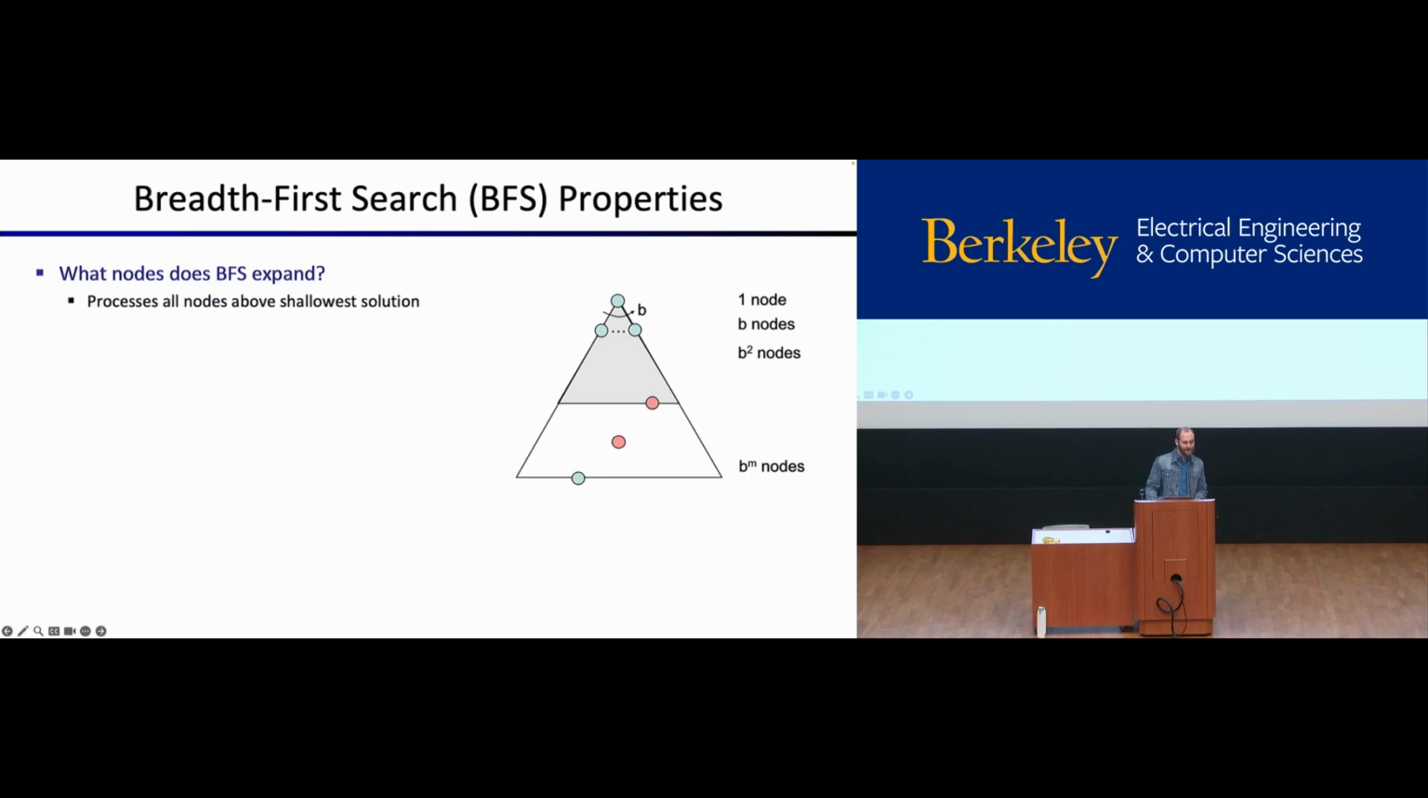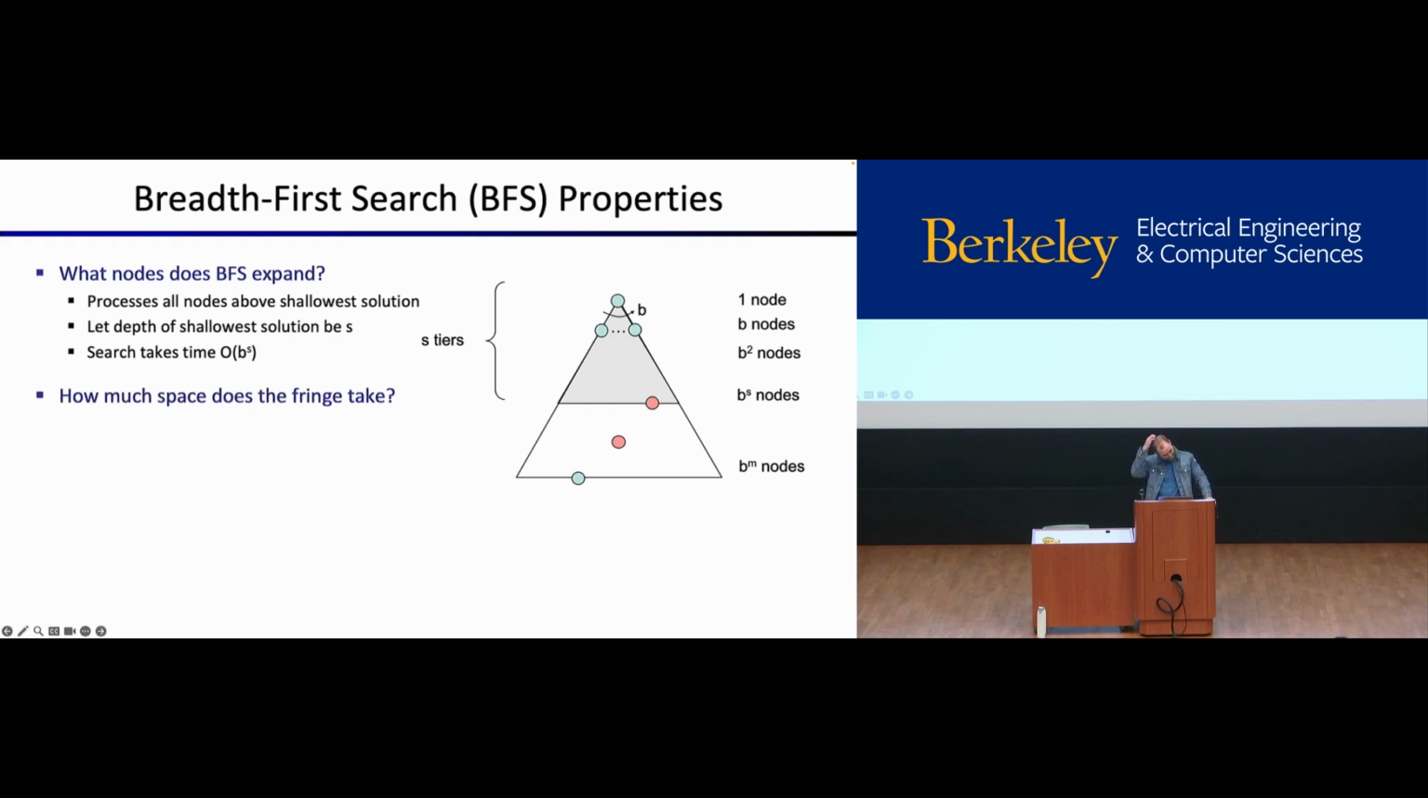So it processes every node above the shallowest solution. So let the shallowest solution have a depth of S. The search time, therefore, takes B to the power of S time. Depth first search, and that's the worst case. Depth first search, the worst case was B to the power of M, which is many times more, because B to the M is so much bigger than B to even the M minus 1.